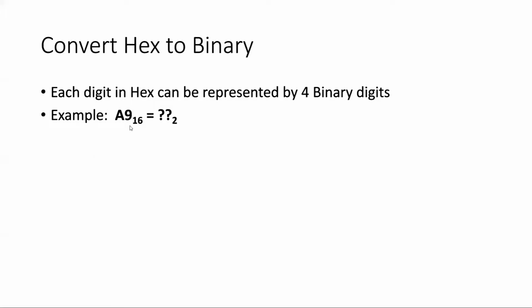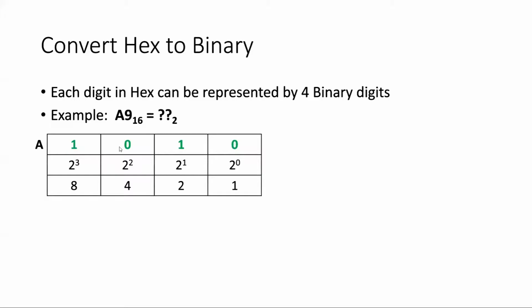We have A9 in hexadecimal representation. We want to see what its binary representation would be. We consider its digits separately and convert them one by one. So let's see the representation of A in binary. A was 10, if you remember from the previous slide. When we want to show 10 in base 2, 10 is easily the sum of 8 and 2. So in these positions we put 1, you see here, and in the two other positions we put 0.